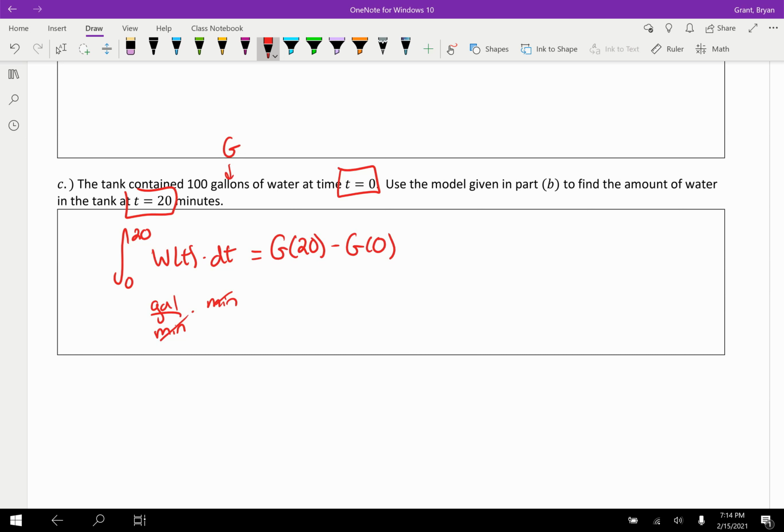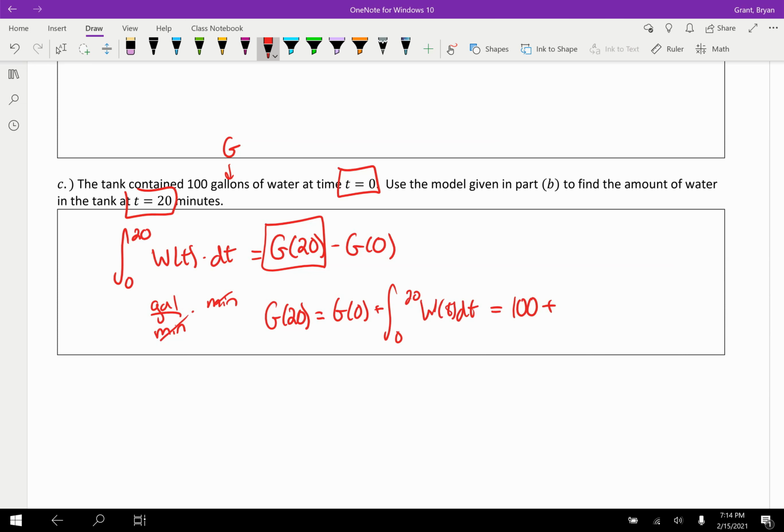Well, that's all exciting. But what am I trying to find here? I want to find the number of gallons after 20 minutes. We want to isolate that guy. So add g of 0 over to the other side, and that's going to give us that the gallons after 20 minutes are given by the gallons after 0 plus the integral from 0 to 20 of W of t dt, right? Manipulating that fundamental theorem. We've done that several times now. The tank contained 100 gallons. How do we find this part?